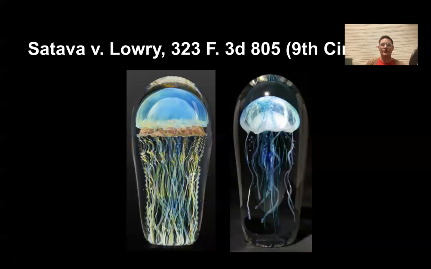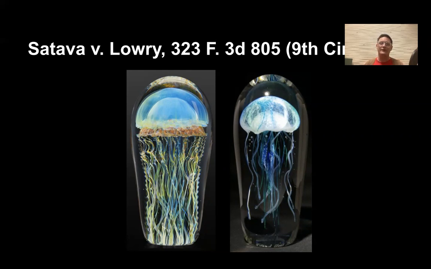Okay, so fast forward to many years later, and we have a very different, more kind of artistic sort of claim. So what happens? Satava is a glass artist who makes a name for himself by creating what amount to glass paperweights that depict jellyfish. And jellyfish, of course, are well suited to being depicted in glass because they have a kind of transparency and a quality that is glass-like in a sense.